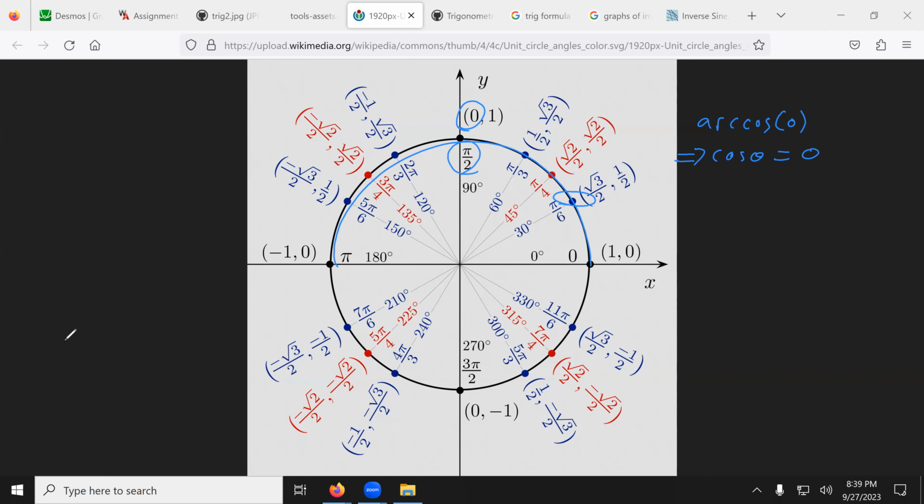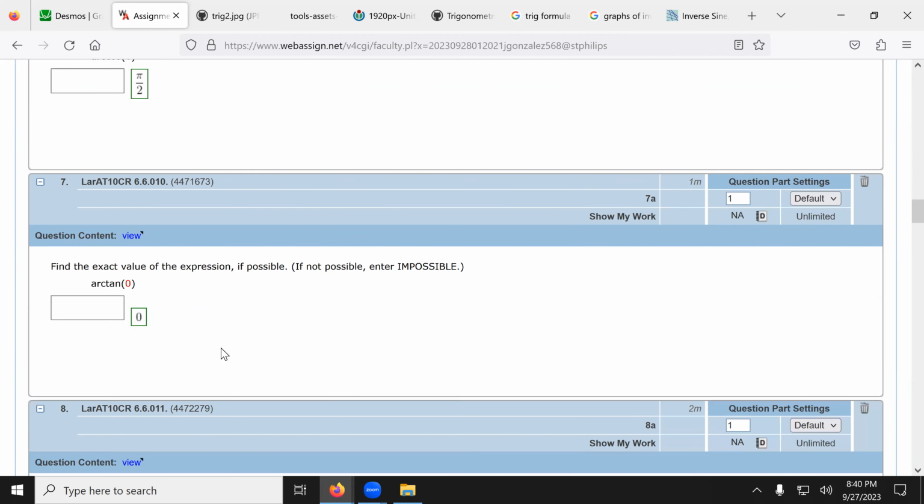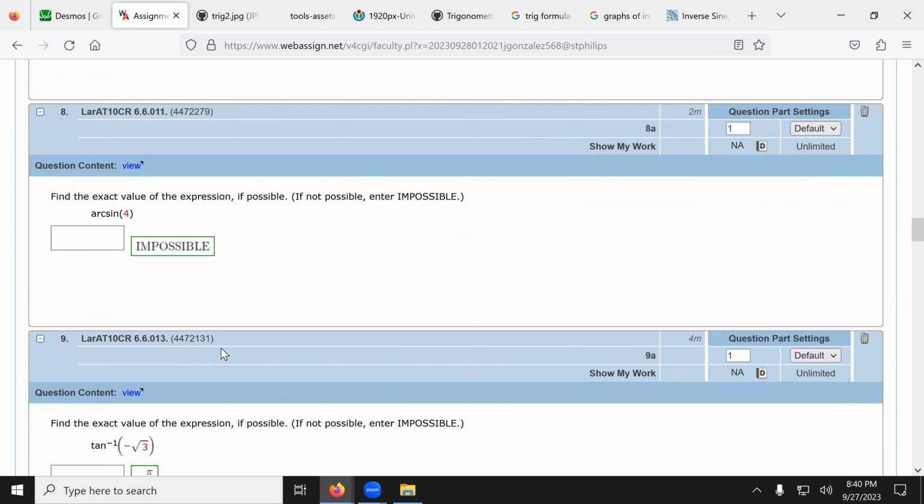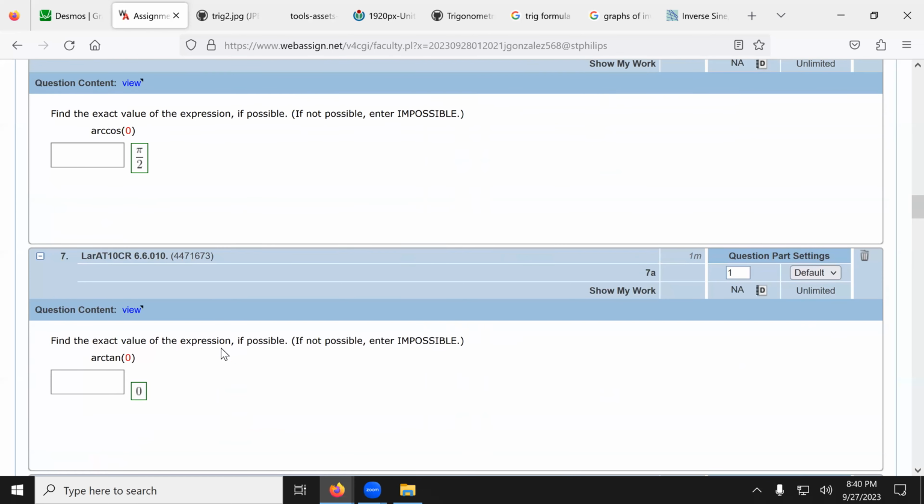So the answers are easy. The questions are easy, but there's a lot of concepts in the background. Do you see what I'm talking about? Make sure it makes sense. It just depends on the domain and the range. So make sure you have that at the ready because that'll determine how you find these.